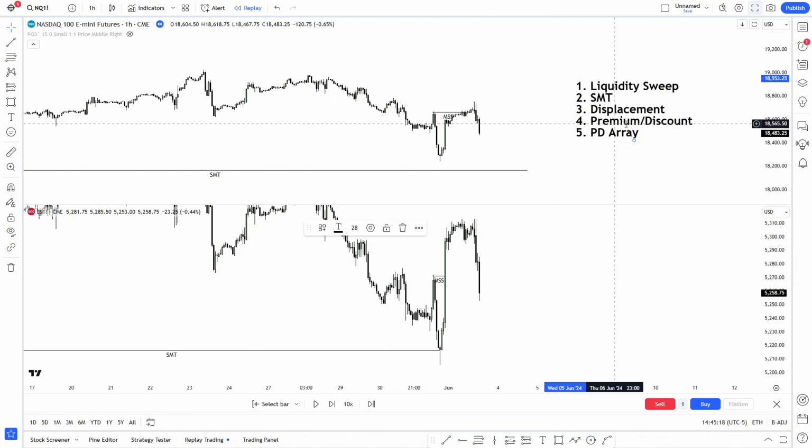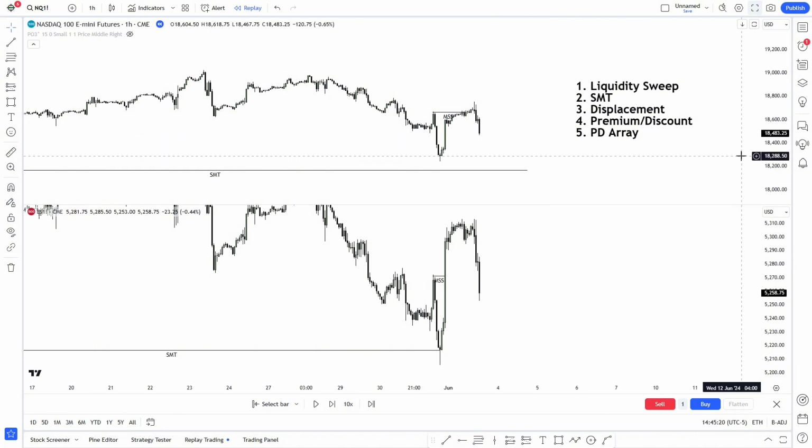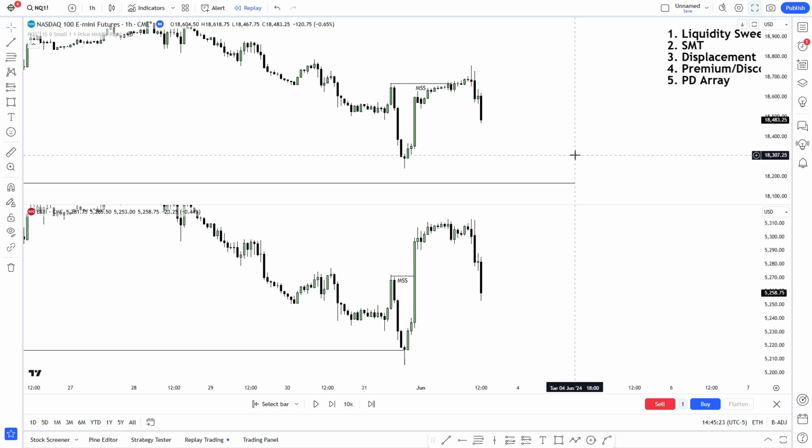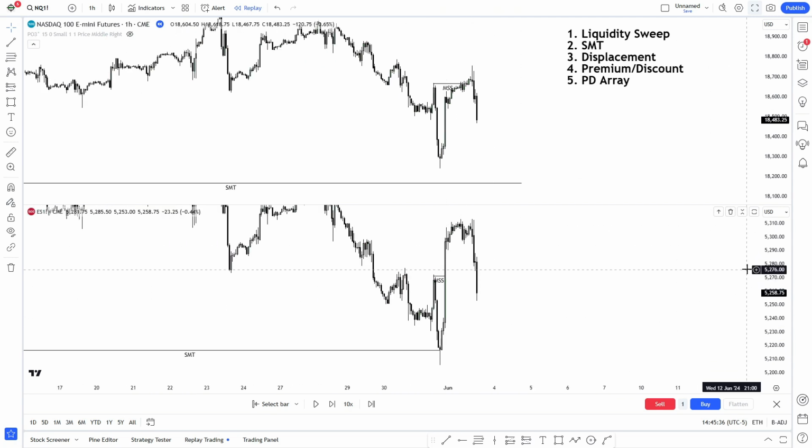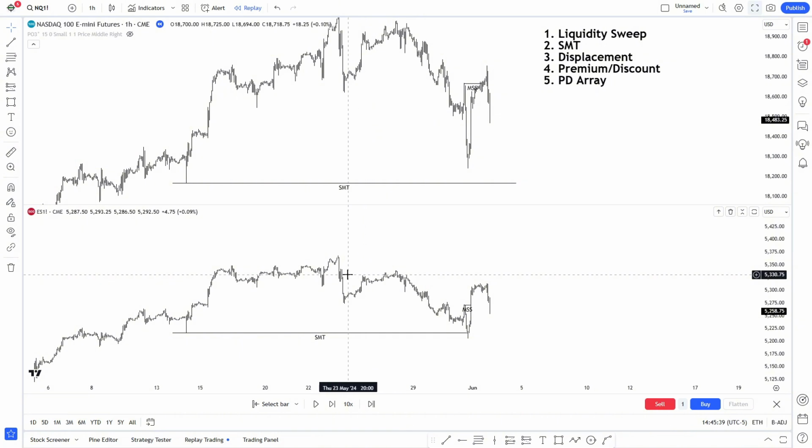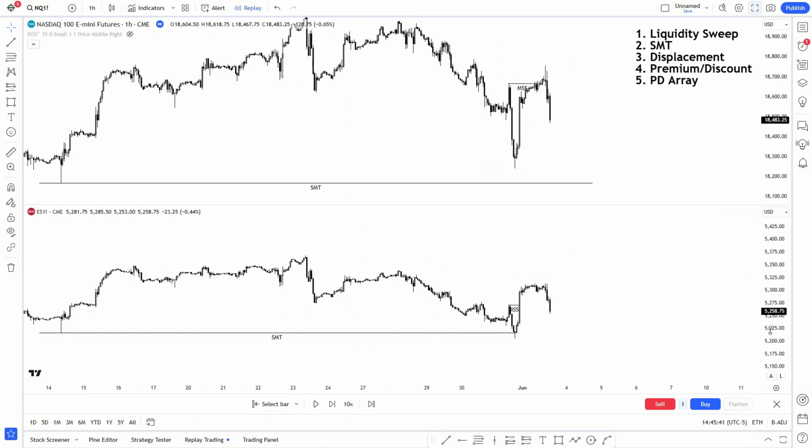Now we need to mark out our premium and discount level and our PD array that we'll be looking to enter off of. The one I'll be looking to take a trade off of, based on the way it looks currently in price action, would be here. As you can see, this is a very lackluster movement to the upside, whereas here we had a bit more energetic movement, and this one looks more likely to have a nice energetic price move to the upside. Okay, a nice low resistance liquidity run.